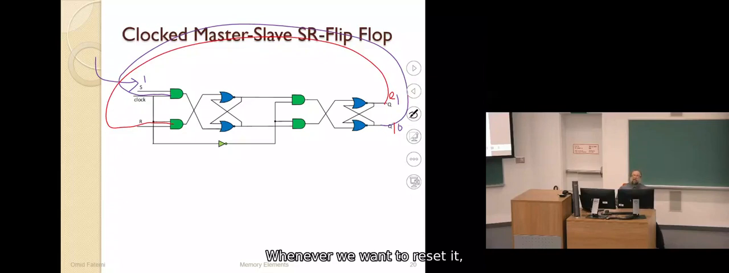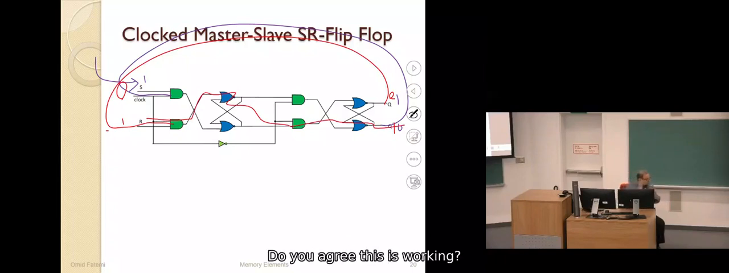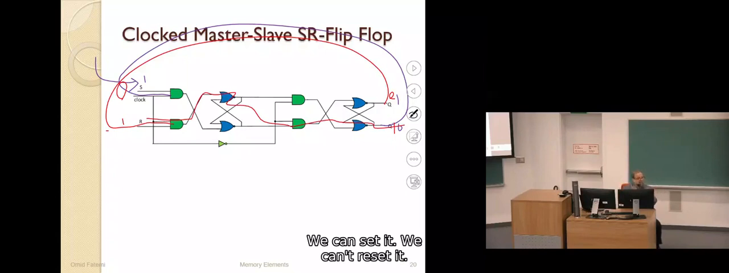Whenever we want to set it, we put S as 1, R as 0, and we set it. If the Q is 0, it becomes 1. If the Q is 1, it doesn't do anything. So it's good. If we want to reset it, we put R as 1 and S as 0. If the Q is 1, it will reset it. Because Q is 1, and then this 1 coming here, the R goes inside and it will reset it as we have talked about before. And what if the Q is already 0? So it's still 0. So this is working. Do you agree? We can set it, we can reset it.